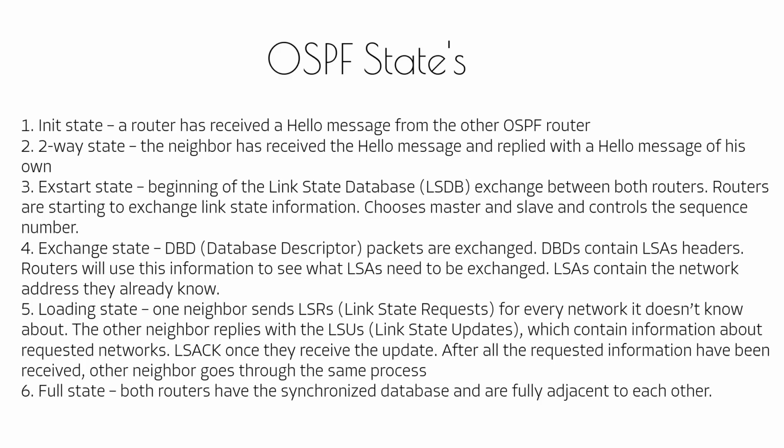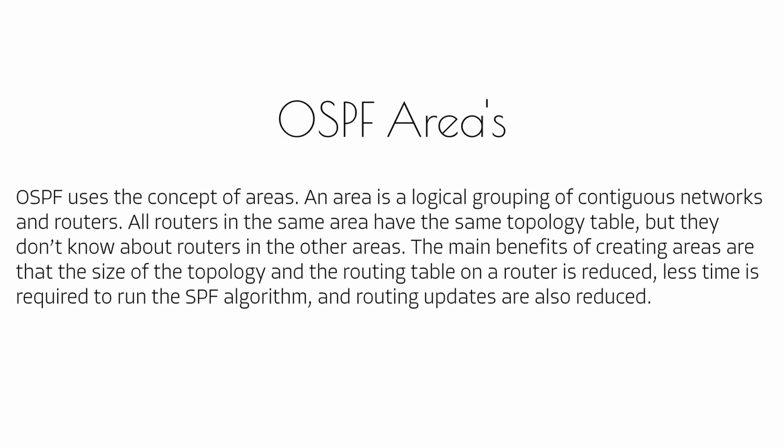So these are the different types of states we have in OSPF, where we have the database descriptor, which will send us the link state advertisements, LSAs, and based on what we do not have, we will request using the LSRs, and we'll get the update from the neighbor, and we'll form an LSDB, which will look the same on all the routers which are part of the same area. So OSPF uses the concept of areas where we logically group all the contiguous networks and routers in one particular area. All the routers in the same area have the same topology table, the same LSDB, and they do not know about the routers in the other areas.